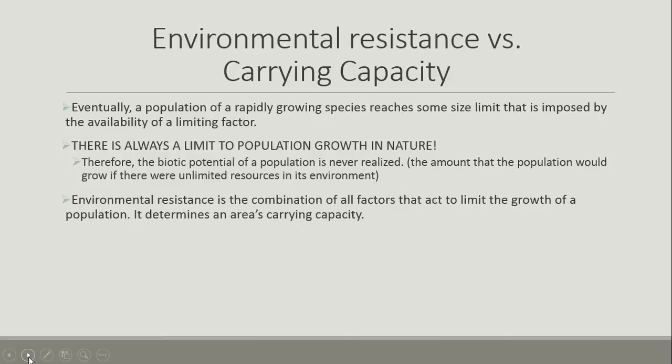So basically, what we have to figure out is, we look at environmental resistance, all the factors that limit growth, based on the population and the resources available, and we come up with an area's carrying capacity. And the carrying capacity of an area is defined as the maximum population size that can sustainably be supported by the available resources in the region.